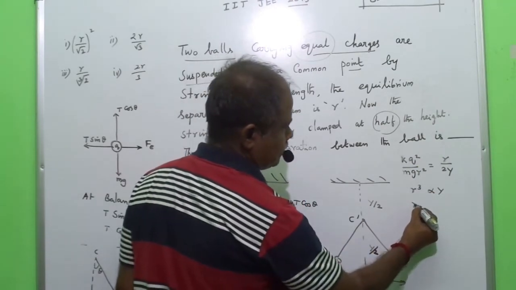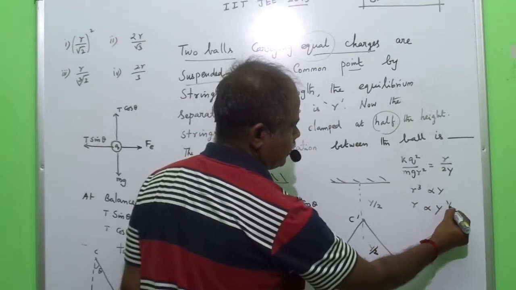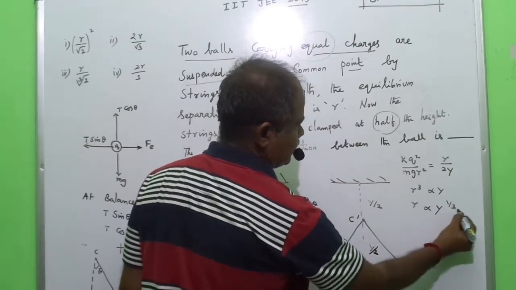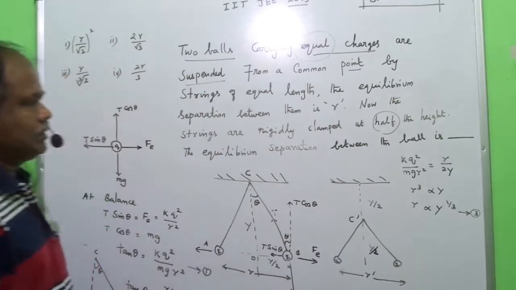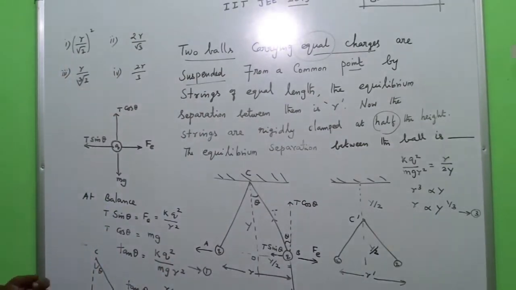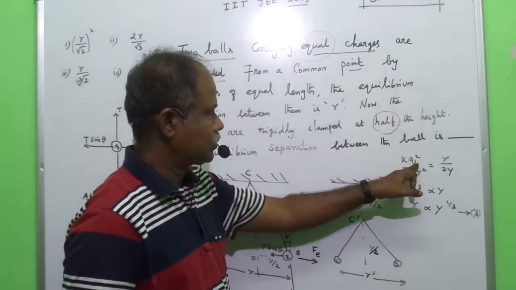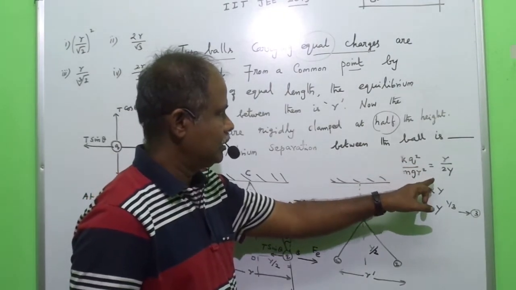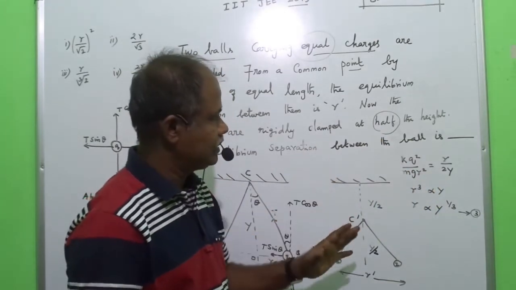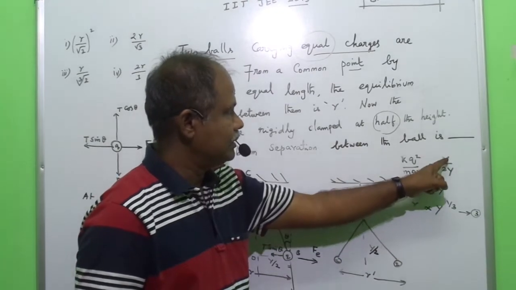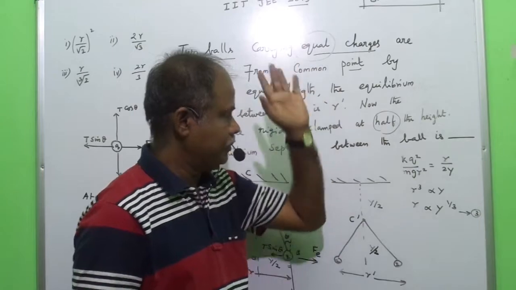R is proportional to y power 1 by 3. Let us consider this equation, number 3. M constant, G constant, K constant, Q square is also constant, 2 constant. Then you put it as a proportionality. Then R, you bring this here, R cube is directly proportional to Y.